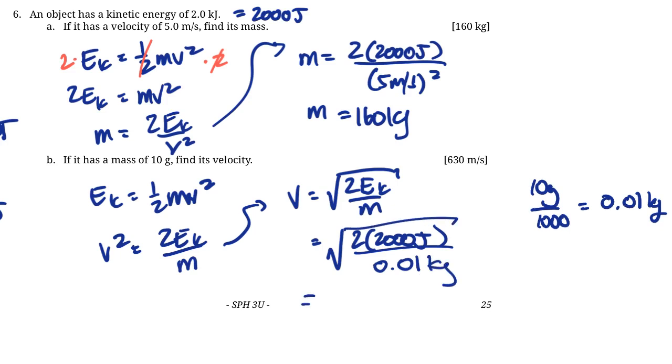And that should give us our final answer. Let's double check. 2 times 2,000 divided by 0.01, and then we have to take the square root of that to get 632.4, or rounding to 2 significant figures, 630 meters per second, because it is a speed. There we go.